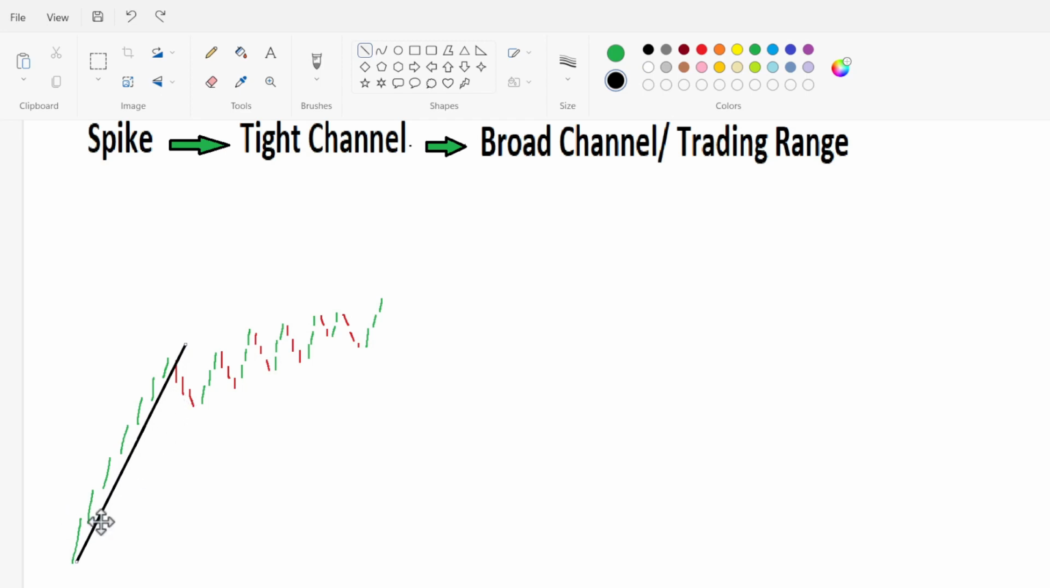Okay, so this is a spike. Look at the slope. Then it starts to channel up. It starts to turn into a channel. You hear that term spike and channel? That's what this means. Spike and channel. Okay? This is the channel up.